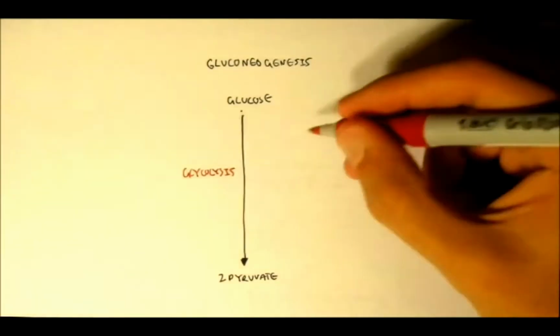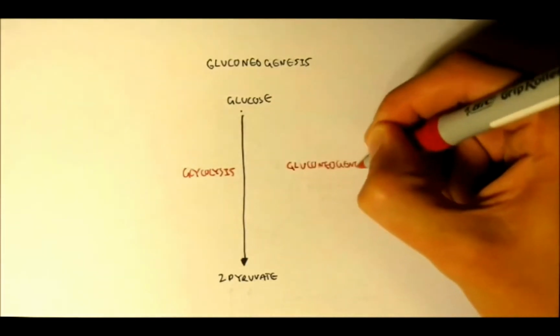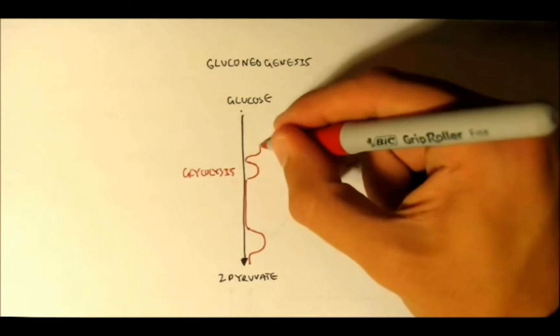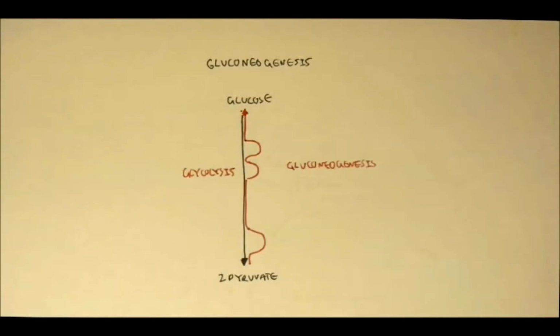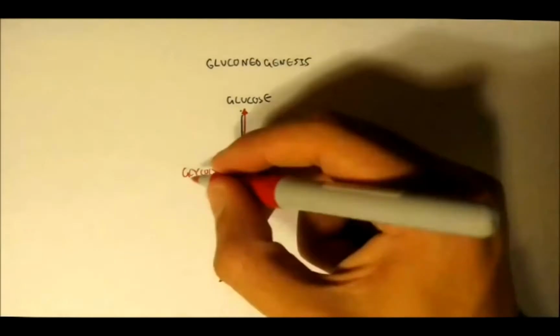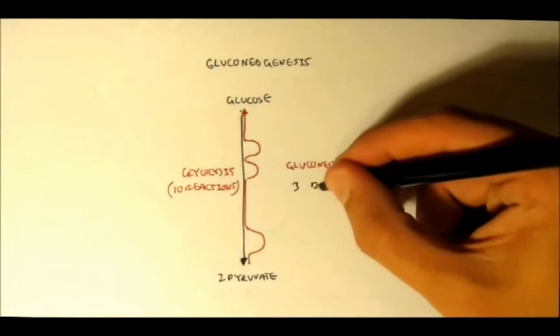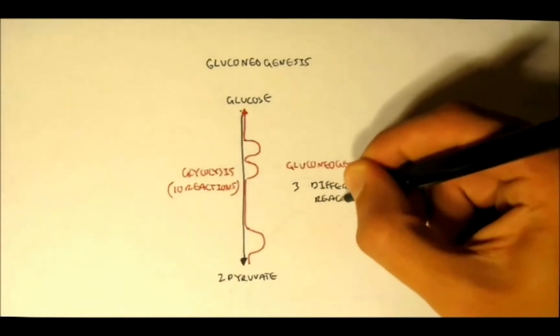Now, gluconeogenesis means making new glucose, and it's the reverse of glycolysis, but with 3 differences. Because, if you remember, some reactions in glycolysis are irreversible. There are actually 3 reactions. And so these 3 reactions require different enzymes, which we will learn in this video.